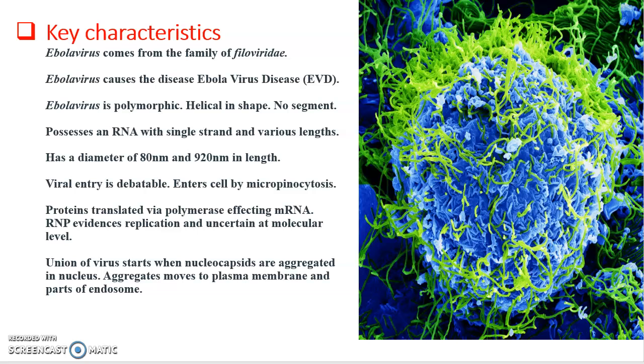In terms of how the virus actually enters, its entry is debatable to this day. However, it is known to enter through a process known as macropinocytosis. Proteins are translated via the polymerase affecting mRNA, and one thing that evidences its replication is through RNP. However, RNP is actually uncertain at the molecular level.